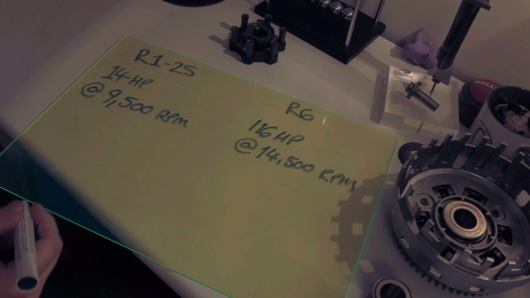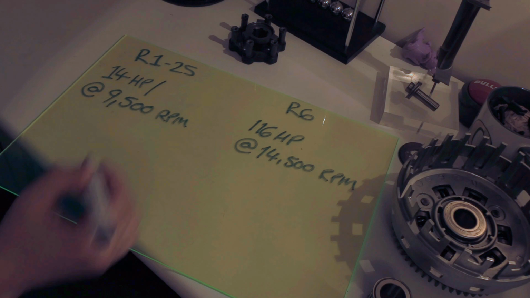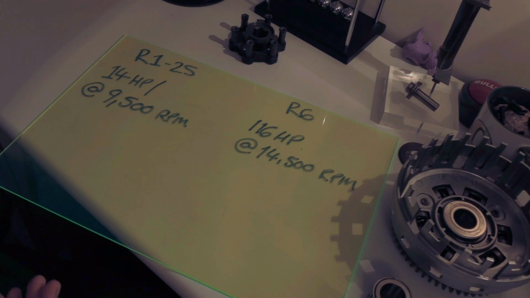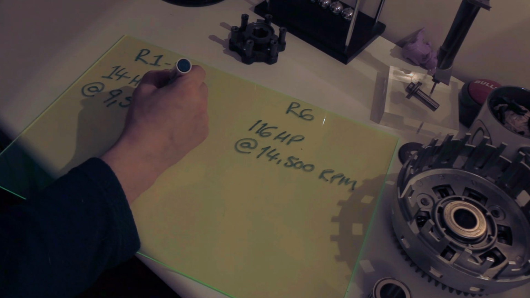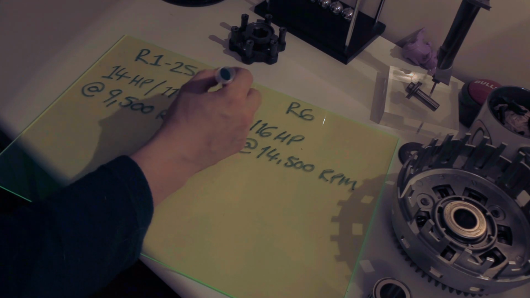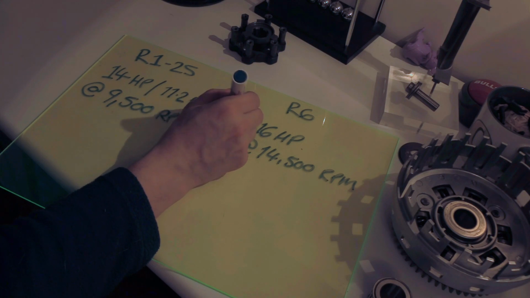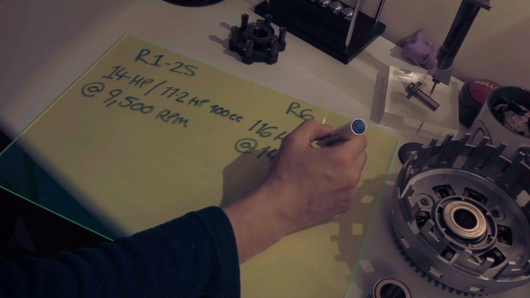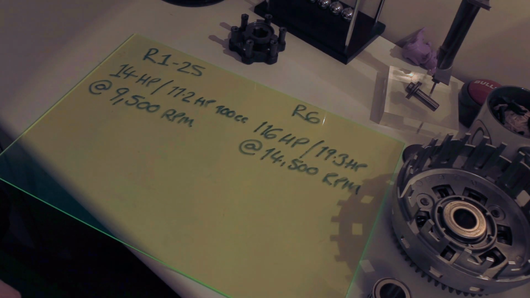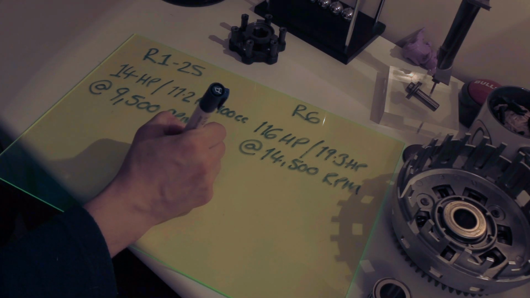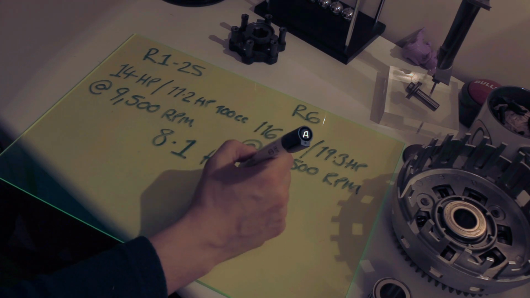Obviously there's a difference in CC. So if we divide this by the CC and then multiply, we want to get, like you do on the back of a packet of crisps, what is it per 100 grams? So we're going to call this, what is it per 100 CC? This bike makes 11.2 horsepower for every 100 CC, and this one makes 19.3 horsepower per 100 CC. So that's a big difference. We've got this difference of 8.1 horsepower.